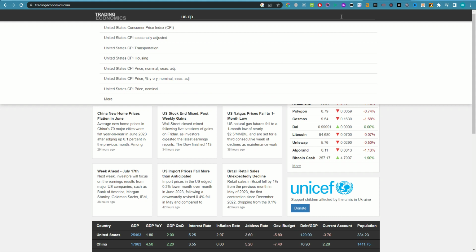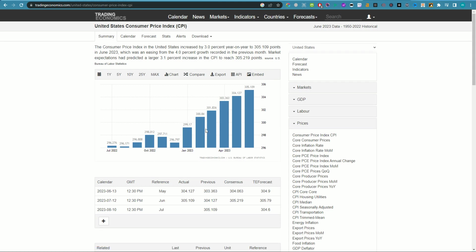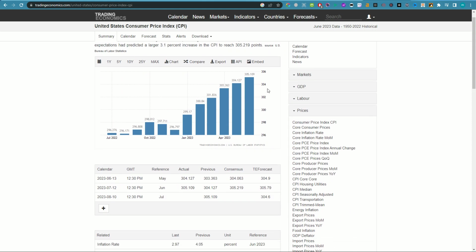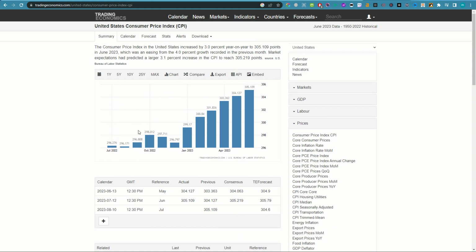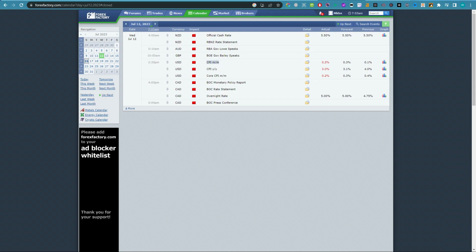Okay, CPI, and then you can just search for CPI. You'll find United States Consumer Price Index, and you can see how it has been going. You'll be able to get all the data you need on this website, and the good part is it's free.